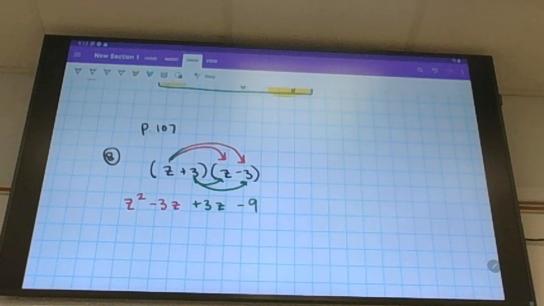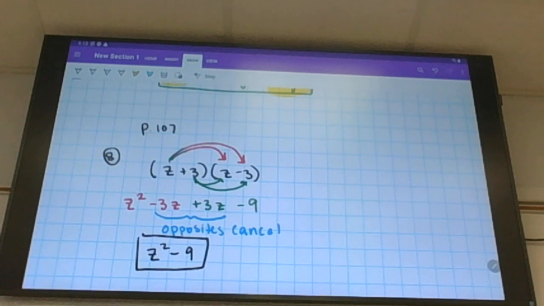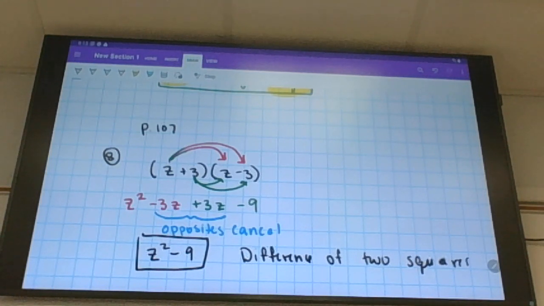Now, this is cool. What is in the middle is perfect opposite. The opposites cancel. So all you have is Z squared minus 9. So this is not a coincidence. This is called a difference of two squares. And it happens every time you have the binomial with opposite signs. This is the most important pattern to pick up on.